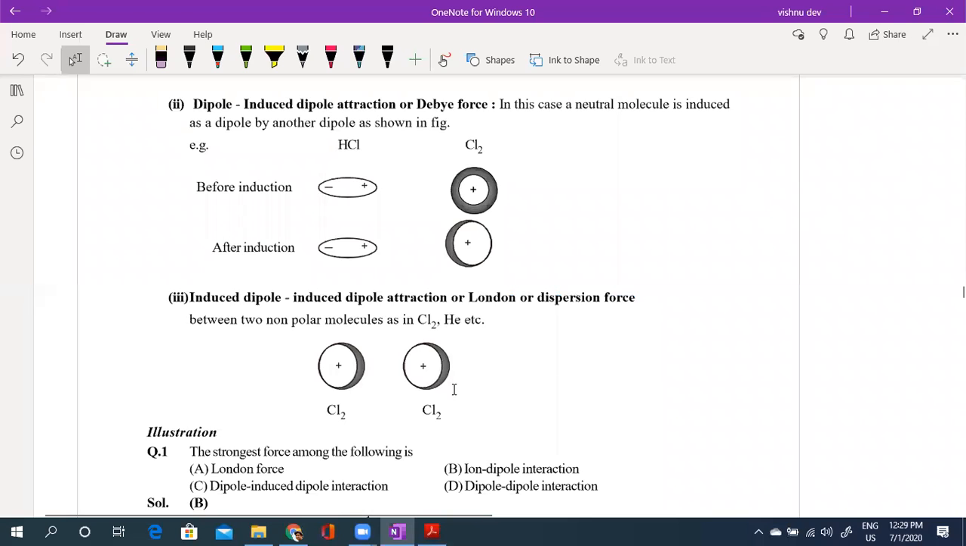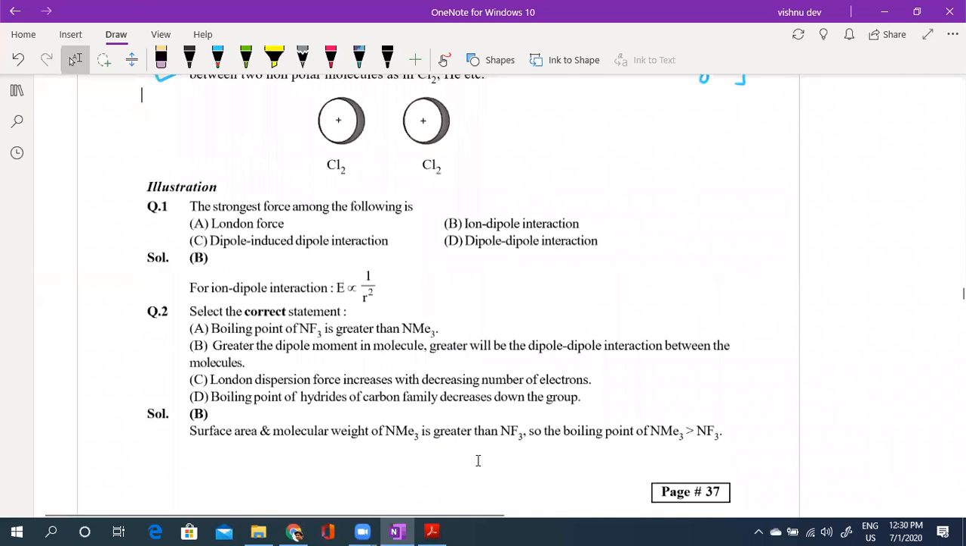And third is induced dipole-induced dipole. This is also called London force or dispersion force, and this is inversely proportional to 1 by r to the power 6. Remember this, okay, it is inversely proportional to 1 by r to the power 6, okay, right, that's it.